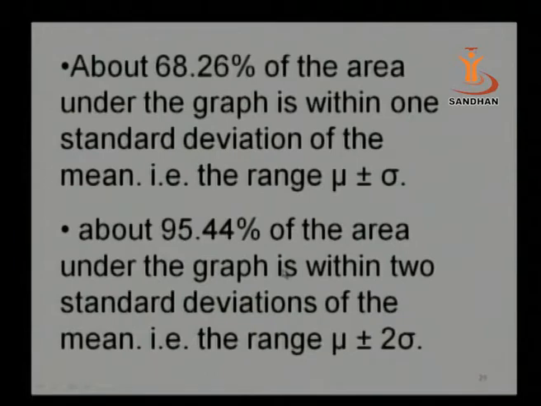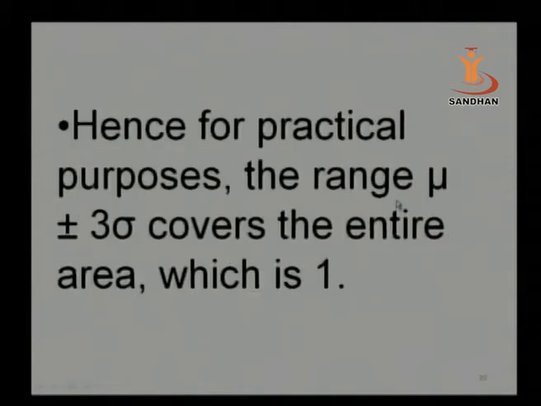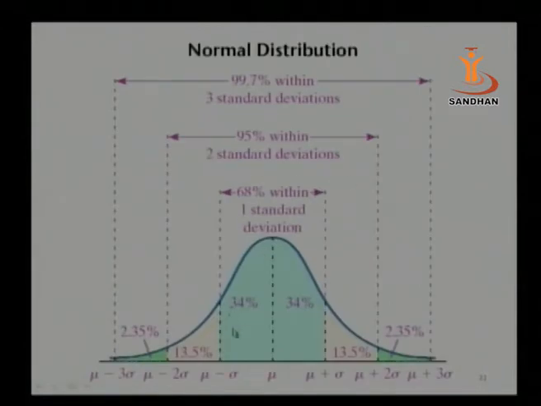Okay, now let us see the area property, which has already been discussed in the previous session by respected Professor Soksha sir. About 68.26% of the area under the graph is within one standard deviation of the mean. It means the range is mu plus or minus sigma. Let us see. Here from this figure, within one standard deviation sigma from the mean mu, we are getting almost 68% of observations in this area under the curve.